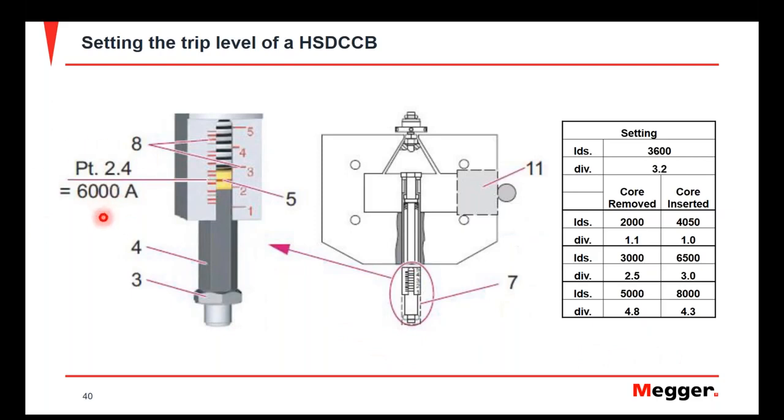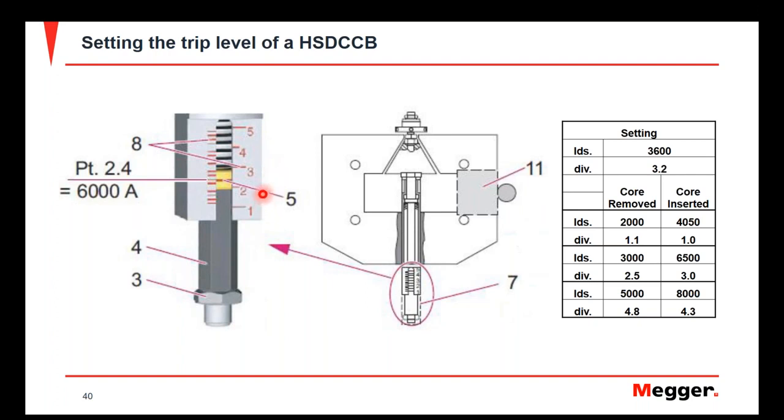Our example here is for this direct release device where the core is inserted. And you can see that the divider in relation to our 6,000 amps of trip current should be at 2.4. However, something that's important to notice is that the markers on this device are not identified in tenths of a divider.